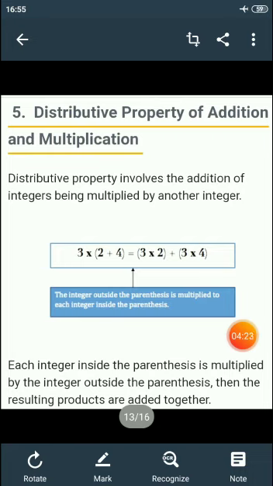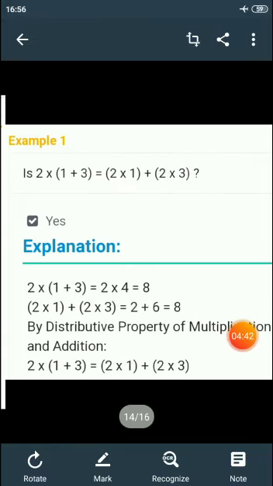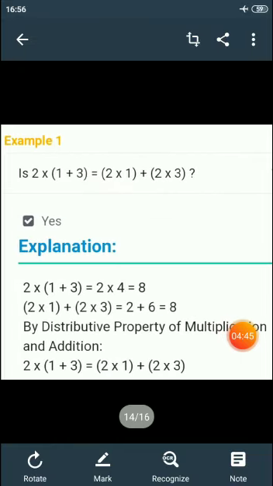The integer outside the parenthesis is multiplied to each integer inside the parenthesis. Each integer inside the parenthesis is multiplied by the integer outside the parenthesis. Then the resulting products are added together. For example, 2 multiply (1 plus 3) is equal to 2 multiply 1 plus 2 multiply 3.